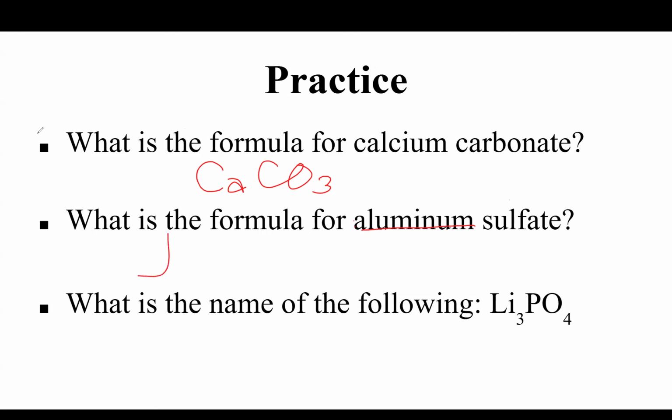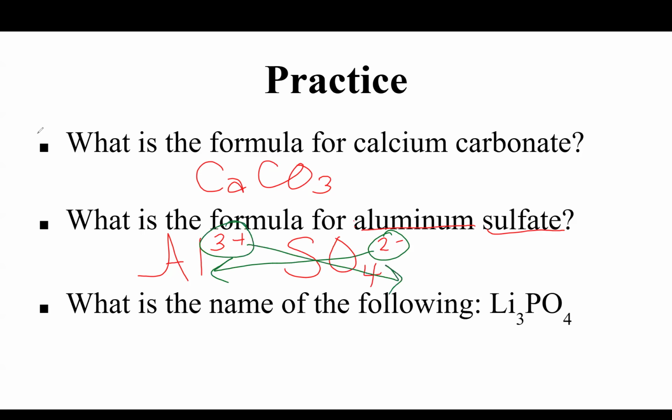Aluminum, if you look on the periodic table, is in group 13. That means it has 3 valence electrons. So it's 3 plus. If you look at that chart that is in your guided notes, you'll see that sulfate is SO4 2 minus. Now, here we have to do our little crisscross and drop. Crisscross and drop.